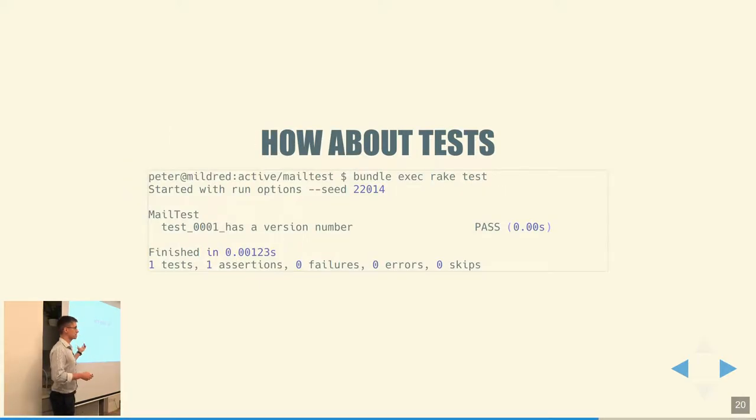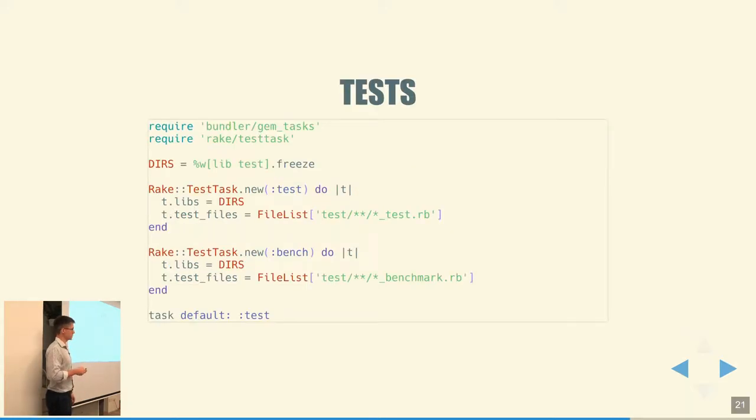All right, so tests, right? 45 minutes, how many tests can you manage to squeeze in? There's one test that checks it has a version number. Well, at least it passes. It's the default test that you get when you get started, right? With Minitest in this case. For some reason, I thought it would be a great idea, this is the Rakefile, subsequently, to start accommodating both regular tests and benchmarks, just in case I ever wanted to benchmark this thing. And this really leads me to another point.